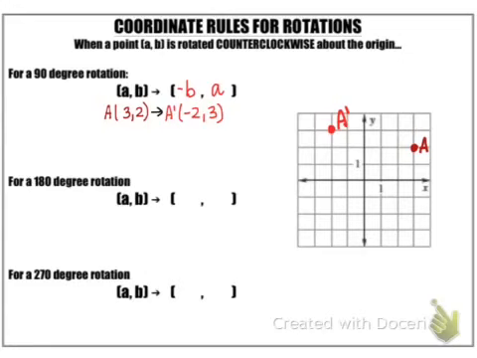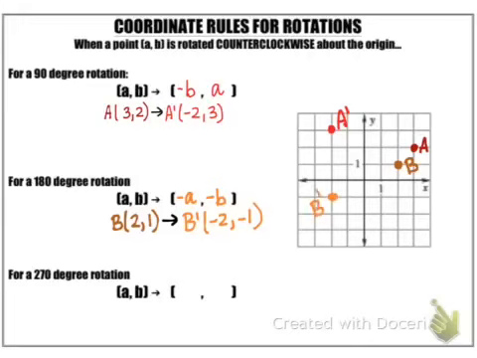Our coordinate rule for a 180-degree rotation goes from (A, B) to (-A, -B). For example, point B is originally (2, 1). So each position, A and B, will now become its opposite sign, which will be B prime at (-2, -1). Let's see what that looks like. Point B is originally at right 2, up 1, and B prime is left 2, down 1. So point B rotated 180 degrees about the origin.